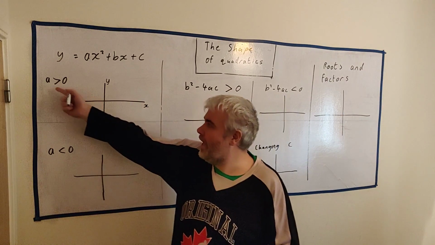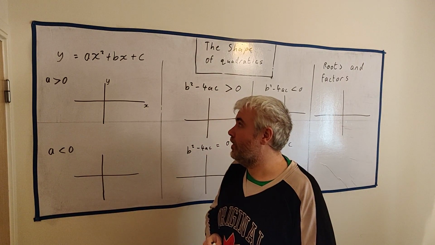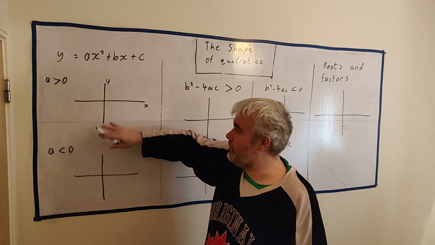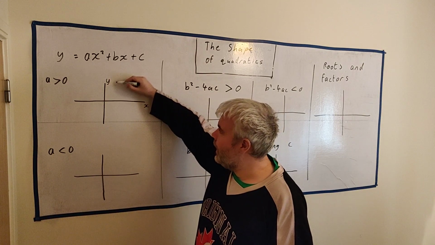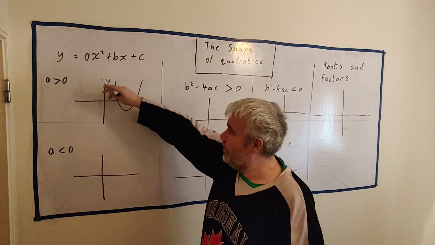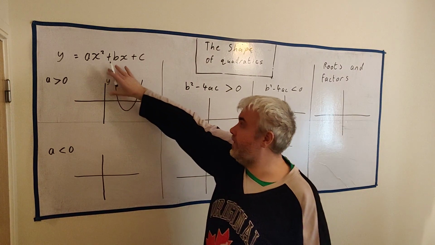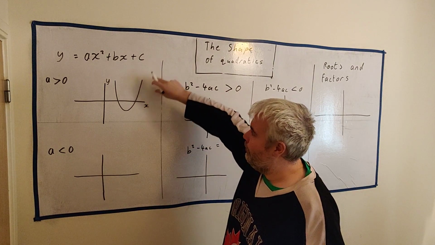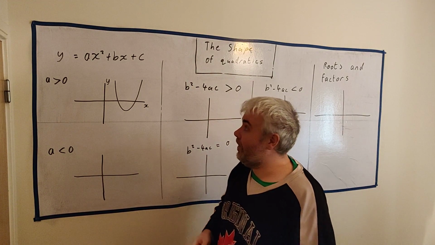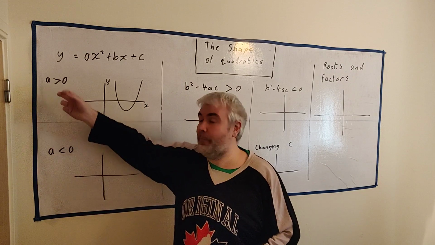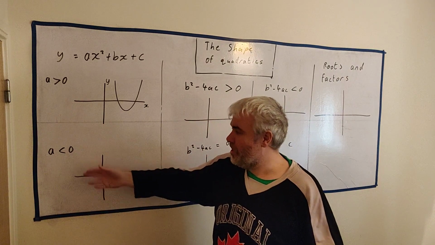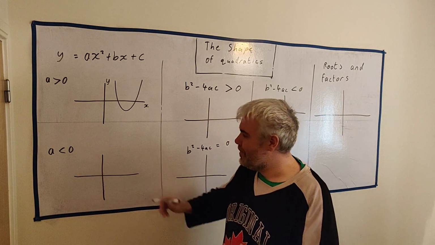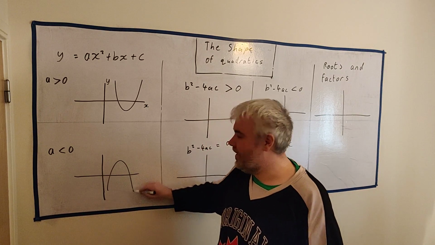Okay, first of all, when a is bigger than 0, we get a graph that could look like multiple ways, but it has this shape. It could be anywhere on this, depending what b and c are, but it has a positive shape. Often people say it's like a smile. Positive is happy, negative is unhappy, because a negative one looks like this.